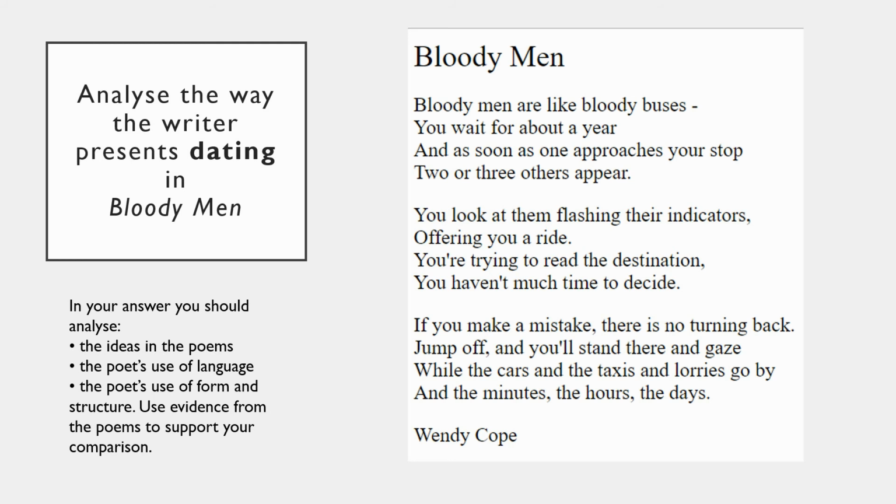Okay, let's look at stanza 3. If you make a mistake, there's no turning back. Jump off and you'll stand there and gaze, while the cars and the taxis and lorries go by, and the minutes, the hours, the days. So right at the end there, what have we got? Okay, good. We've got lists, or we've got 2 patterns of 3. So again, it's thinking about what this does in terms of creating meaning, and it's showing the monotony of dating. So that's something you could definitely include when analysing dating within Bloody Men.